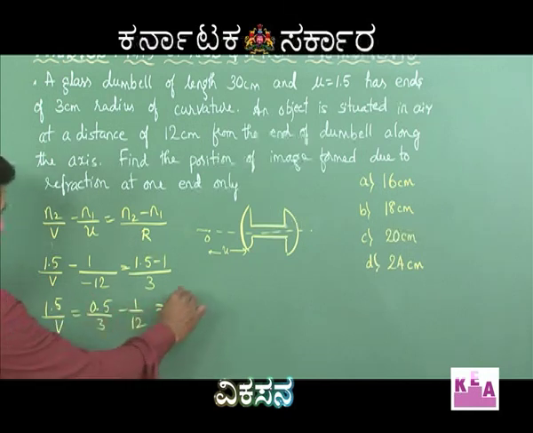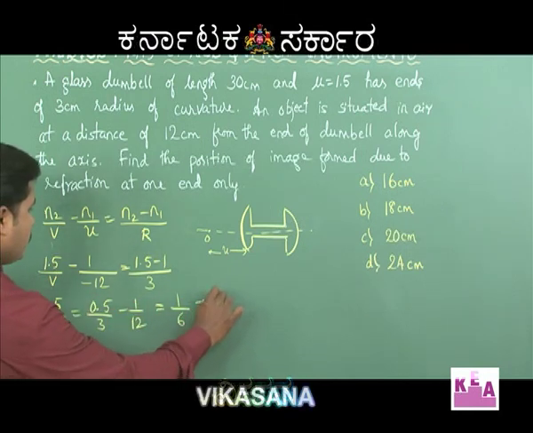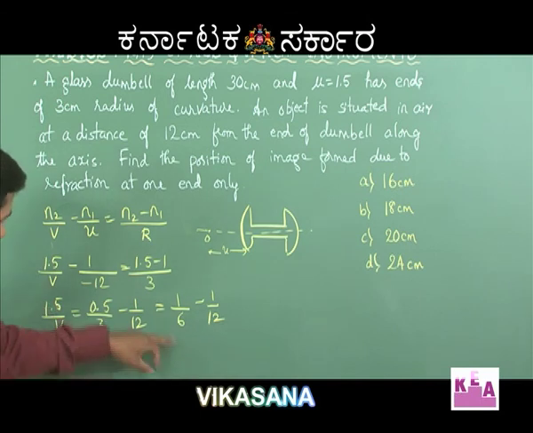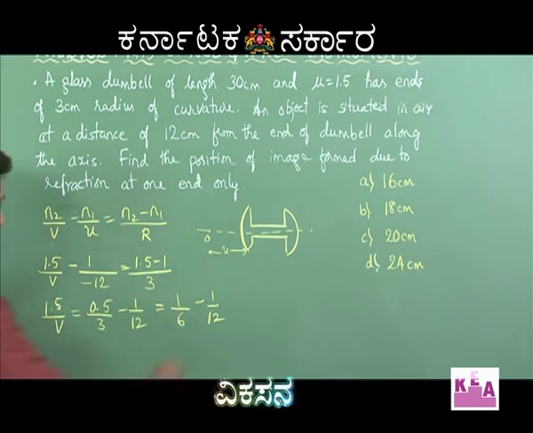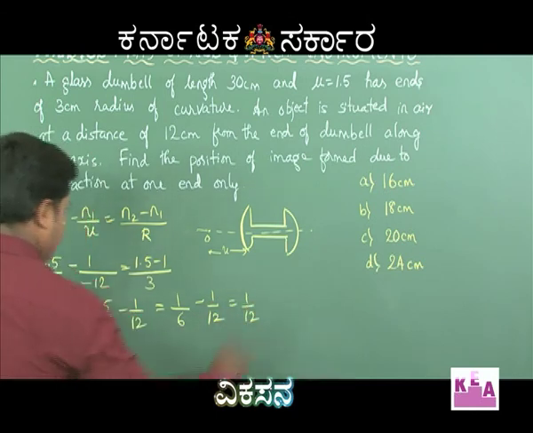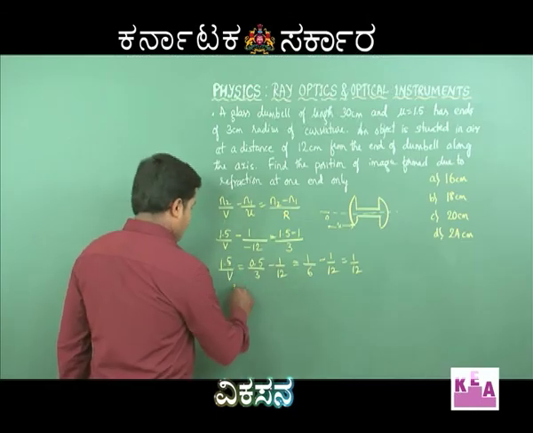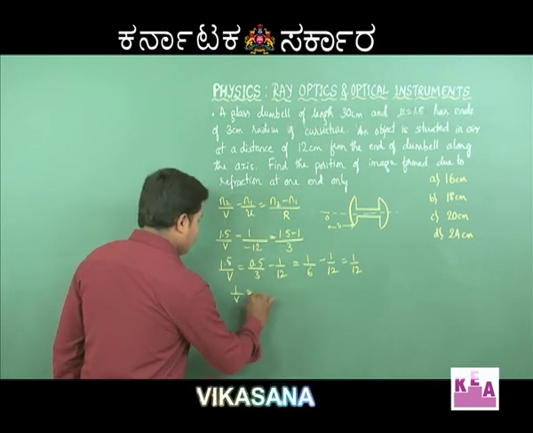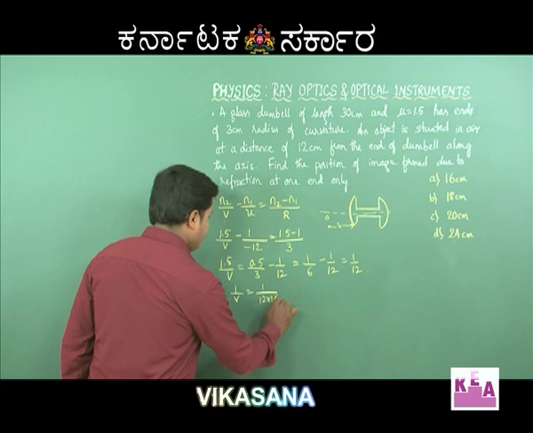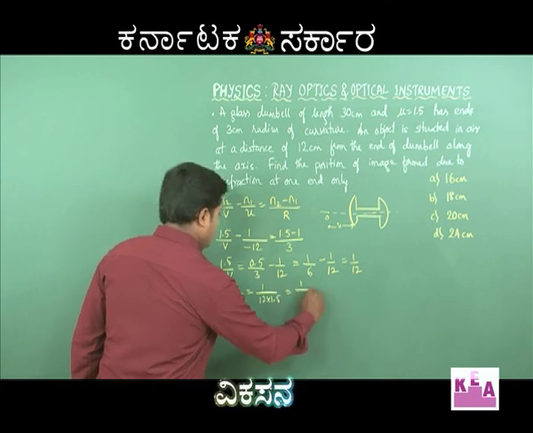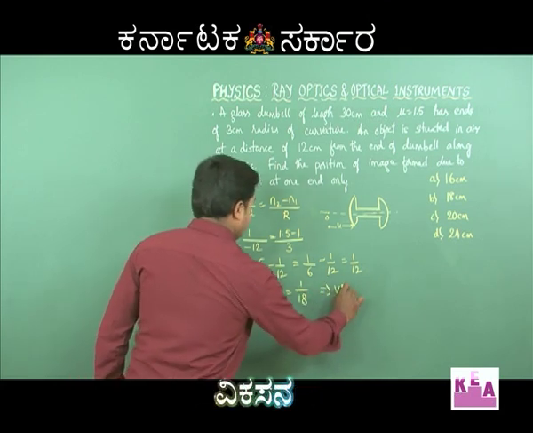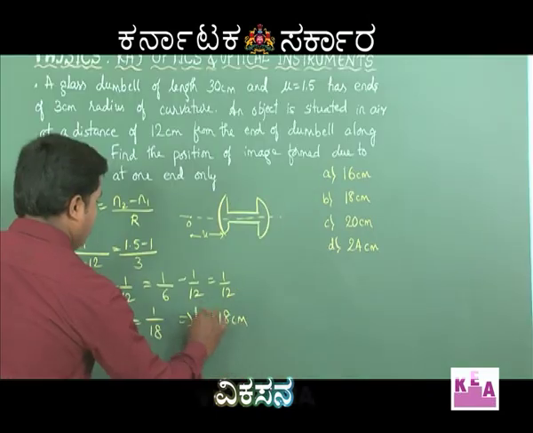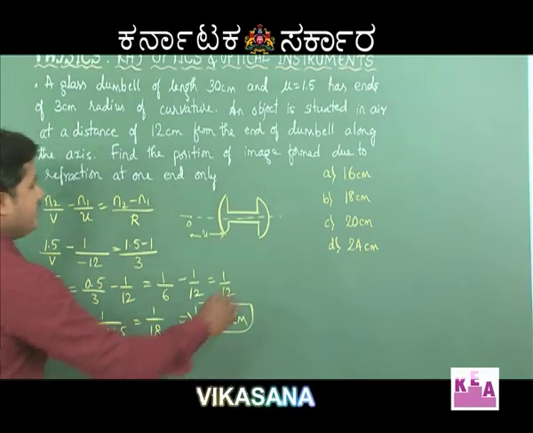This can be written as 1 by 6 minus 1 by 12. 1 by 6 minus 1 by 12 is like 1 minus half, which is half only, that is 1 by 12 only. So, 1 by 12. So, 1.5 by v is equal to 1 by 12. Let me write 1 over v is equal to 1 by 12 into 1.5, which is 1 by 18. This gives me v is equal to 18 centimeter. Option B is correct.